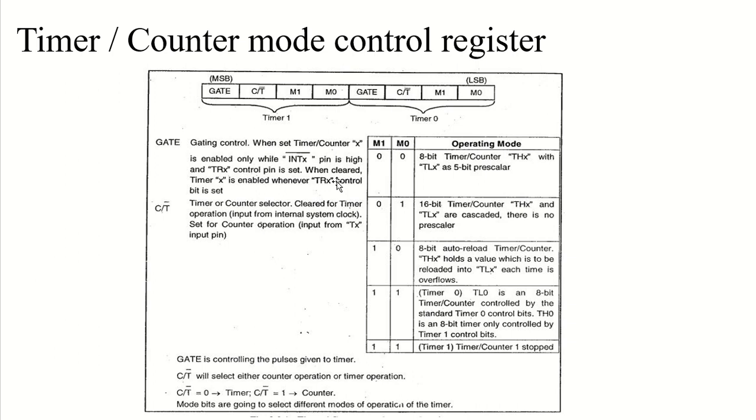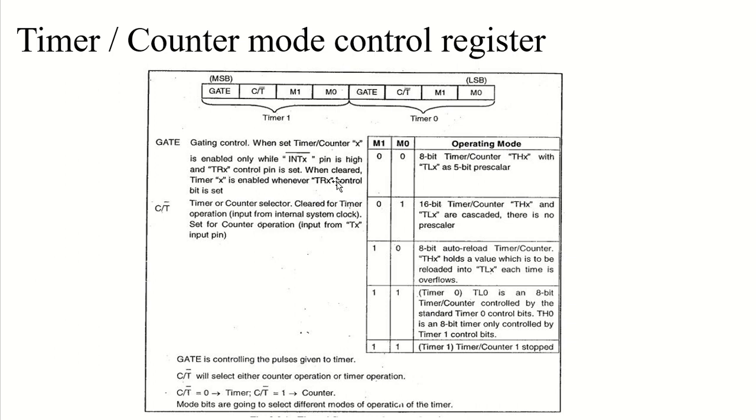Now coming back to the timers and counters. The 8051 has two 16-bit timer counter registers, which are named timer 0 and timer 1. We can independently configure both of these registers to operate as a timer or an event counter.